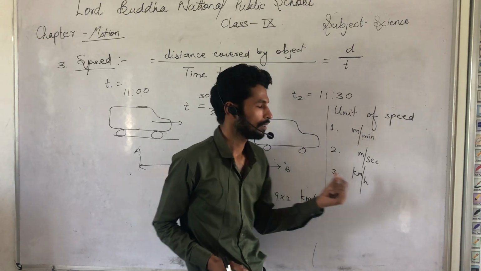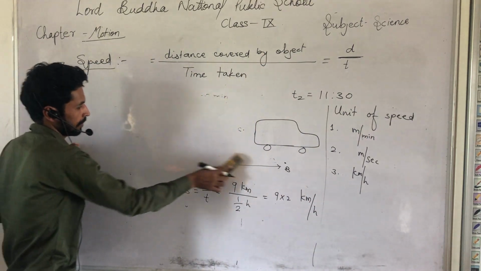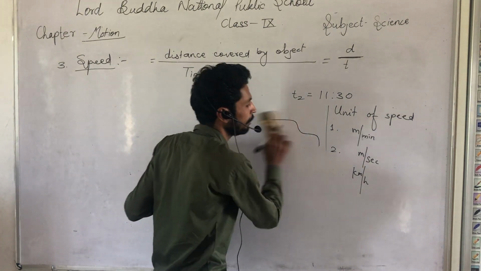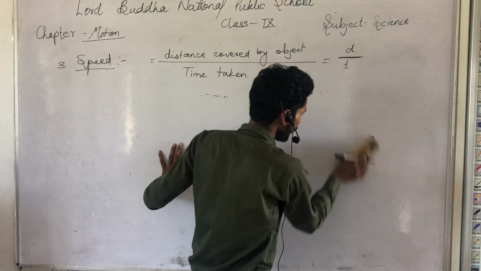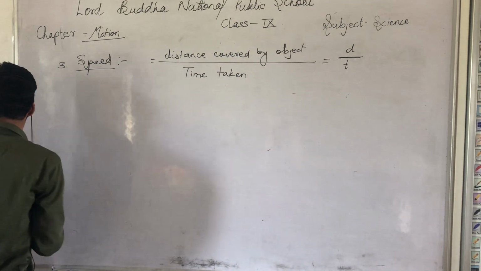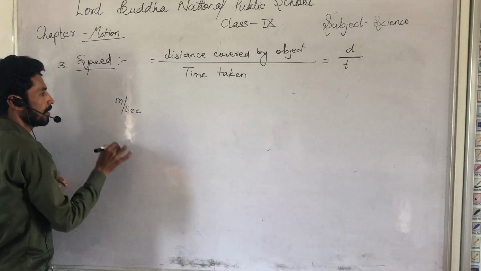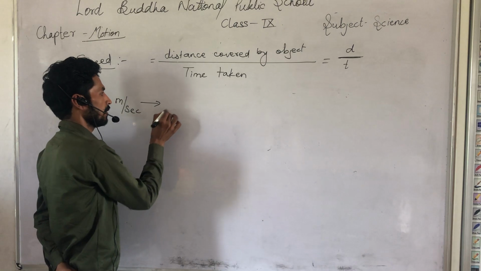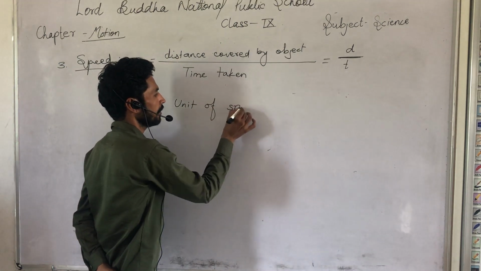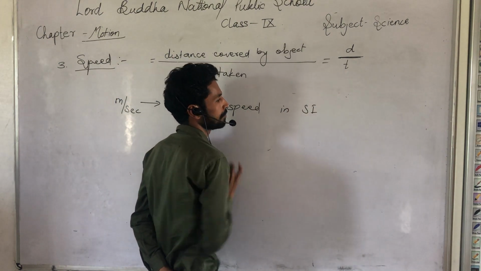kilometer per hour? To solve this problem, the SI system, that is the international system of units, decided that we will take one unit as the standard, that is meter per second. This is the unit of speed in the SI system.